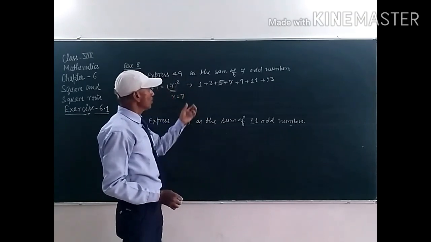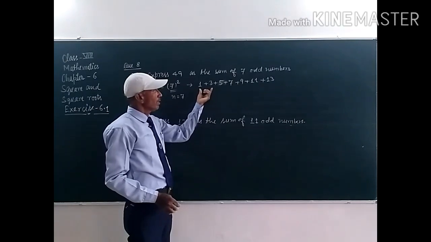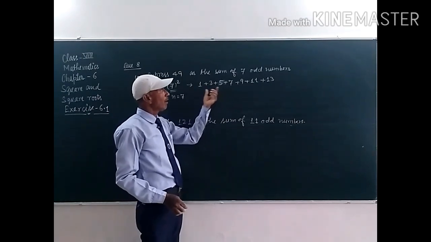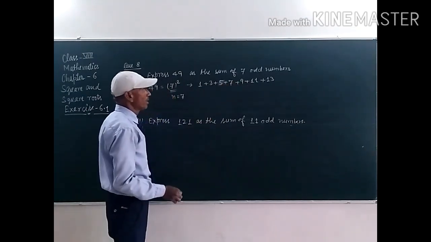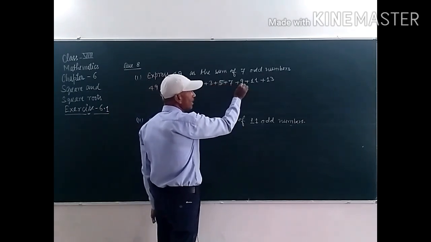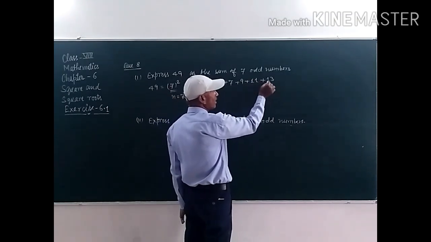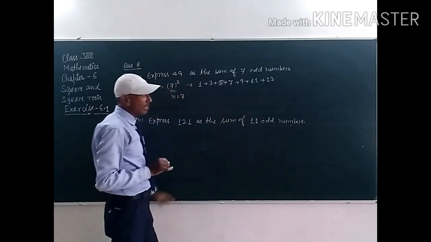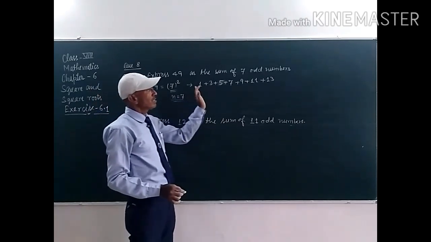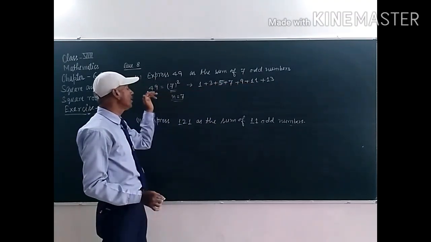Clear, students? So these are the first 7 odd numbers, and this is 7 square, that is 49. So the sum of all these numbers will be 49, student. Adding step by step: 1, 4, 9, 16, 25, 36 and 49. Clear, student? So n is equal to 7. So we have to write the first 7 odd numbers. The sum of the first 7 odd numbers will be 49.